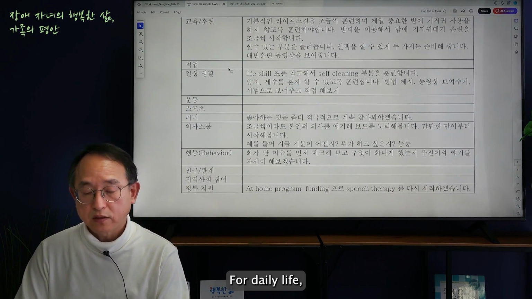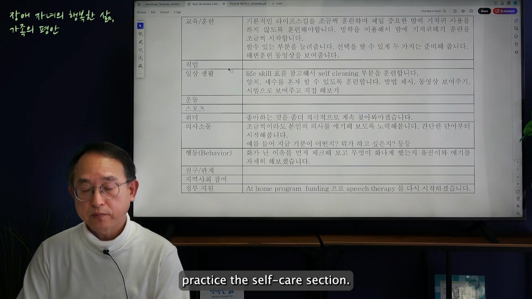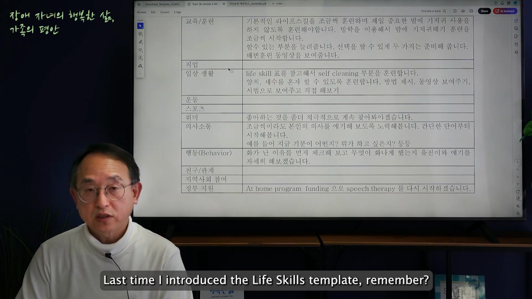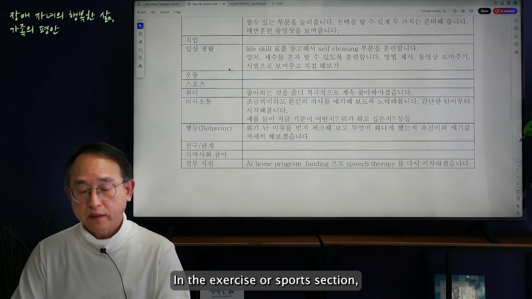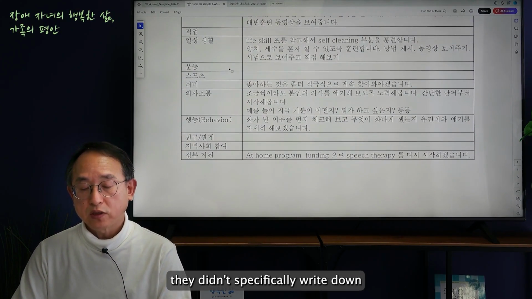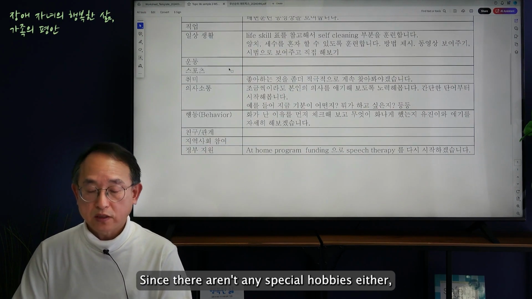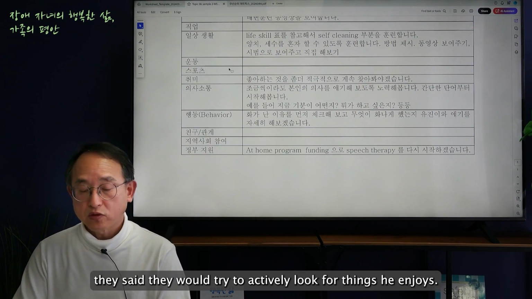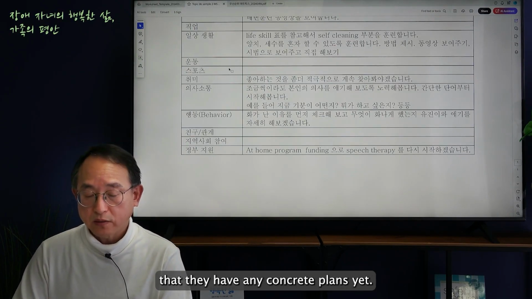For daily life, refer to the life skills chart, practice the self-care section. Last time I introduced the life skills template, remember? You go through and check these kinds of things. In the exercise or sports section, you didn't specifically write down any particular skills you need to acquire. Since there aren't any special hobbies either, you said you would try to actively look for things you enjoy. It's not quite accurate to say that you have any concrete plans yet.